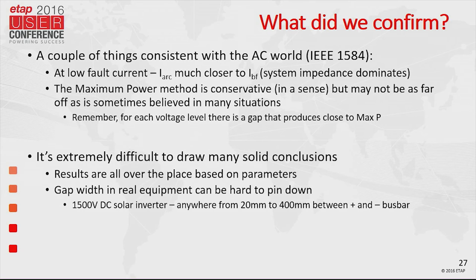What did we confirm? We confirmed a couple of things that were consistent with the AC world, IEEE 1584. One of those, at low fault currents, the arcing fault current is actually much closer to the bolted fault current because system impedance starts to dominate. Again, with the maximum power method, it doesn't matter what set of parameters you plug in, arcing fault current equals half the bolted fault current. It's conservative.